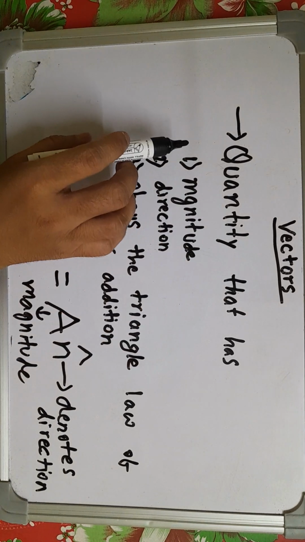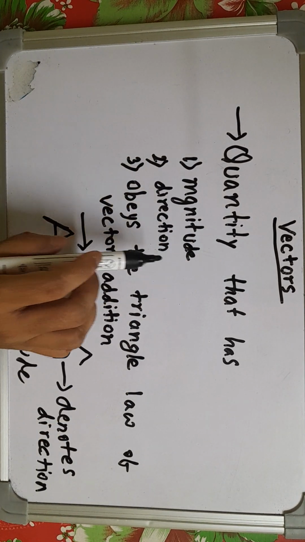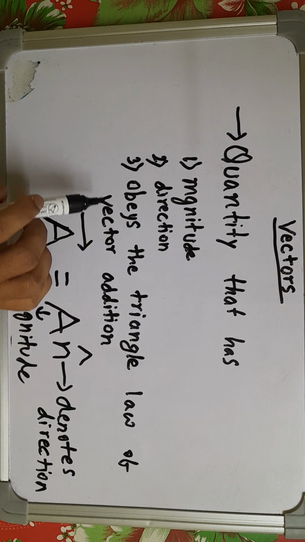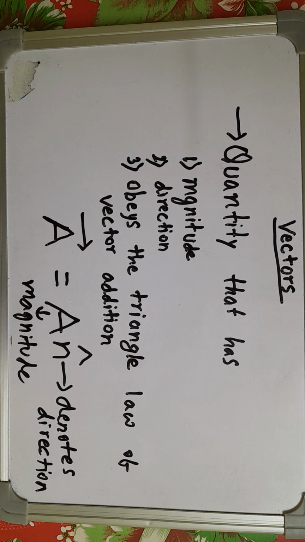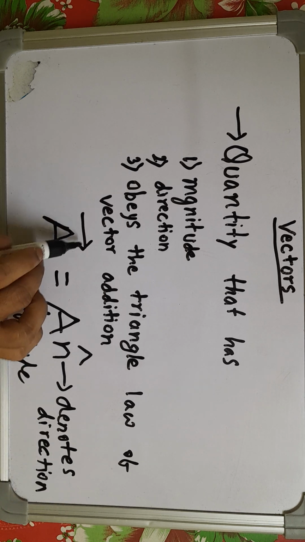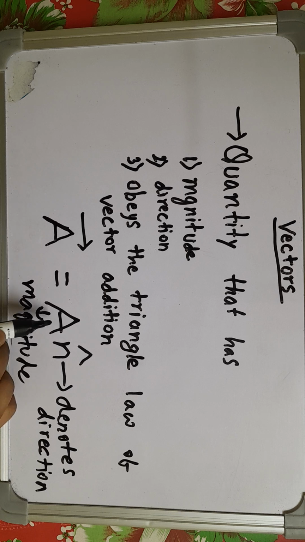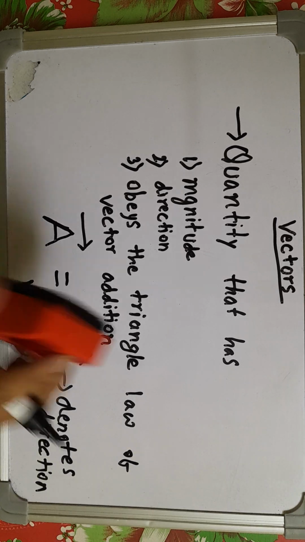So what are vectors? Vectors are quantity that has both magnitude, direction and obeys the triangle law of vector addition. So we see how a vector is represented. It is represented by an arrow above any number or any name. A vector should have an arrow sign, and a vector will be A n cap. This capital A is magnitude, and n cap denotes direction.